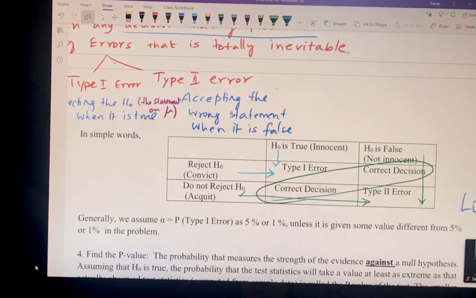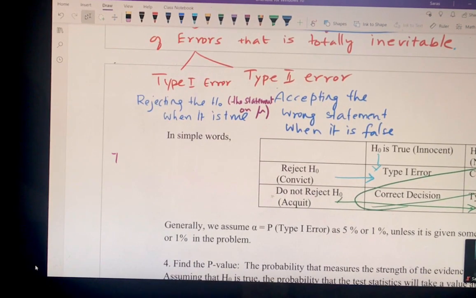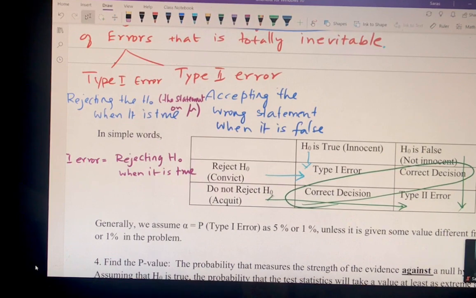So in technical words, I'm going to translate this. What is the type 1 error? Without the probability, the type 1 error is going to be rejecting the null hypothesis when it is true. So this is what I call the null hypothesis. Now you can see that from the table. Rejecting the null hypothesis when it is true is called a type 1 error.